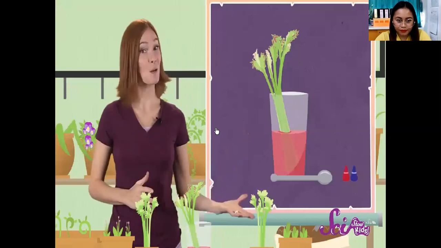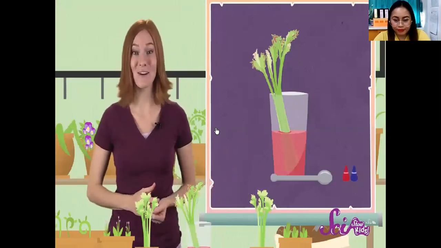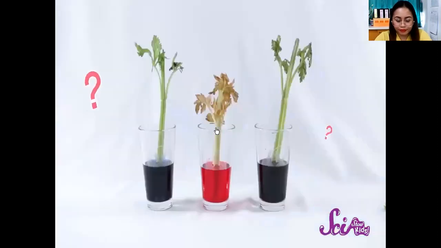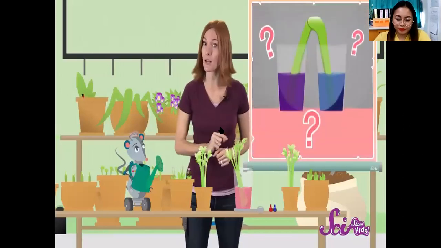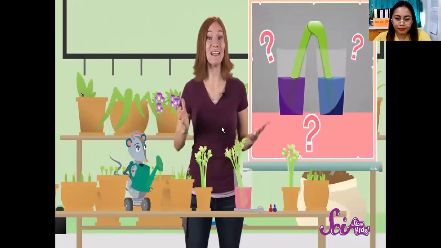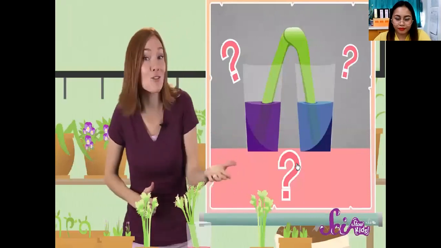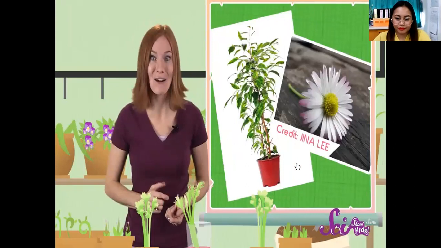Now that you've done this experiment once, you can probably think of lots of other experiments to try too. For example, does it matter what type of food coloring you use? What would happen if you split the bottom of a celery stalk in two and put each half in a different color of water? Would the same experiment work if you use a different type of plant or even a flower? The possibilities are endless.